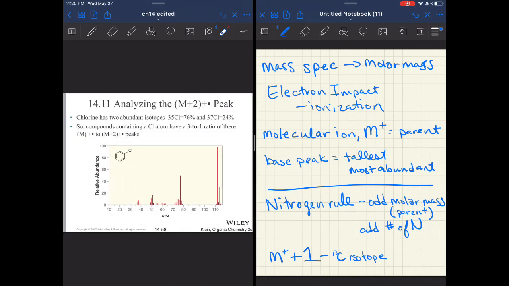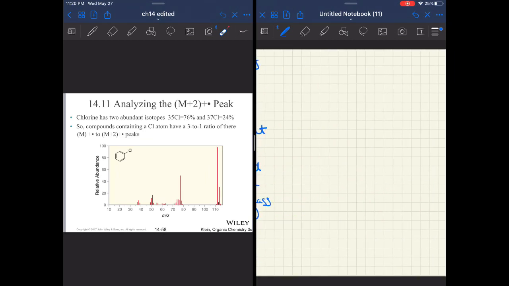The other two, so we have the nitrogen rule, we have the M+1 peak due to carbon 13. There's two more rules I would like you to know about mass spec, and that has to do with chlorine and bromine. So we're going to start with chlorine. There is chlorine 35 and there is chlorine 37. The molar mass of chlorine on the periodic table, right, is 35.45 something. It's because it's 76% light chlorine, 24% heavy.